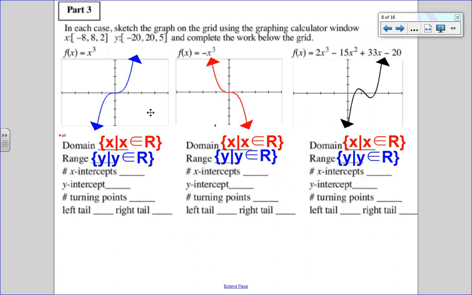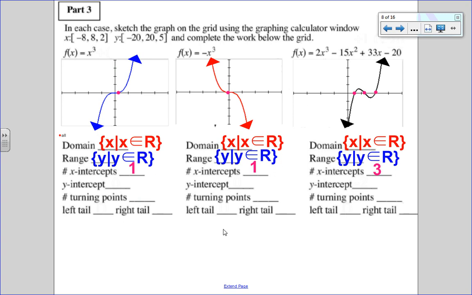Okay, let's talk about the number of x-intercepts. So this blue graph has one x-intercept. This red graph has one x-intercept. And this black graph has 1, 2, 3 x-intercepts.